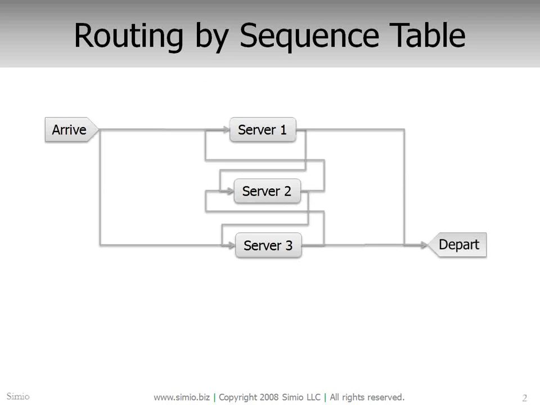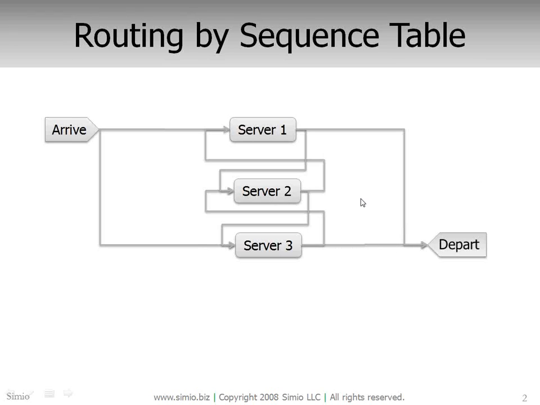To illustrate sequence tables, we're going to take this simple example with 3 servers. So we have parts arrive, and we're going to set up 2 different flows. We're going to set up one flow where they go first to server 1, then continue to server 2, then to server 3, and then depart. And then we're going to reverse the flow and have them first go to server 3, then to server 2, then to server 1, and depart.